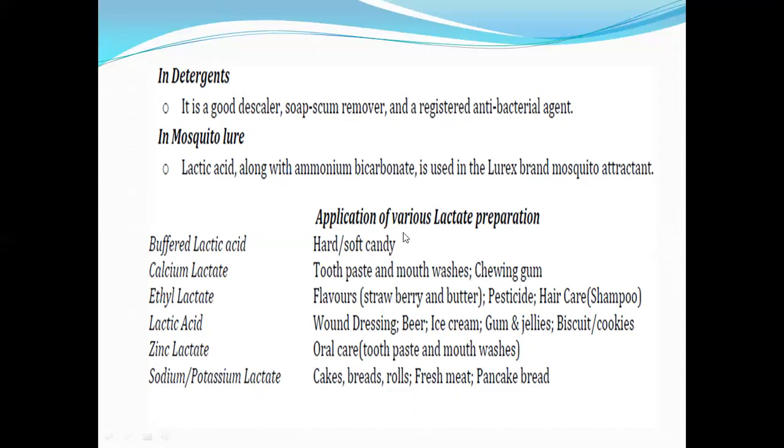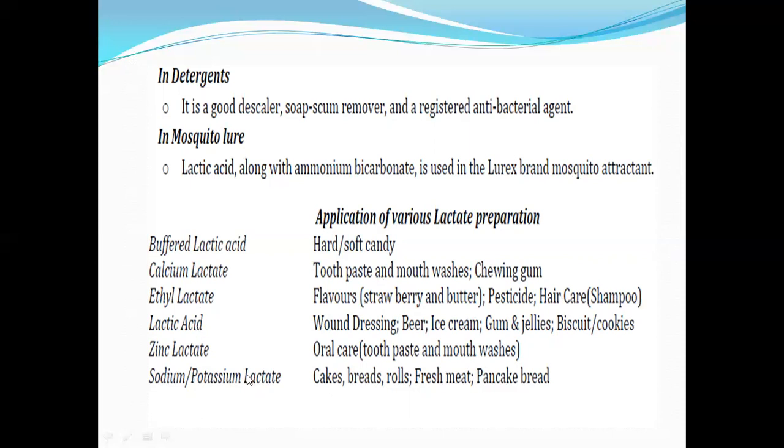So these are also some of the applications of the lactic acid molecule, as it is also used as a buffer in hard and soft candies. The salt of lactic acid, that is calcium lactate, is used in the preparation of toothpaste, mouthwashes, and chewing gums. Then the salt of lactic acid, that is ethyl lactate, is used in flavors, pesticides, and hair care for the preparation of shampoos.